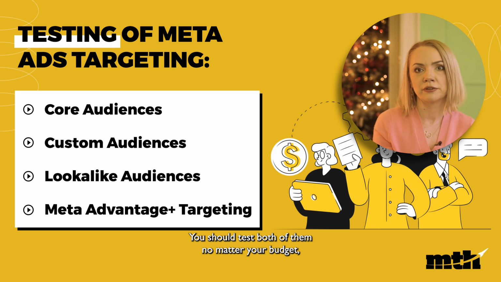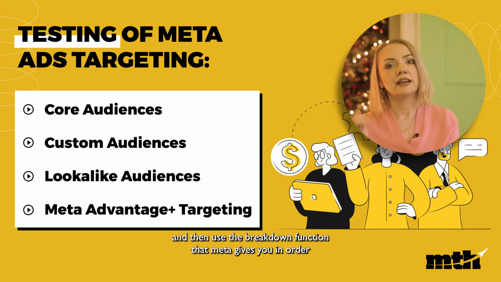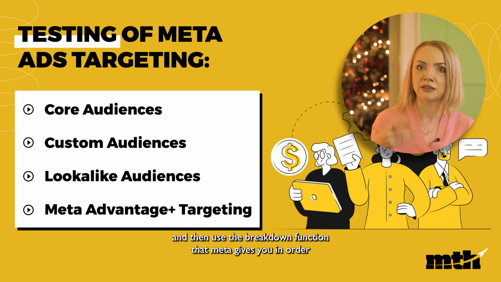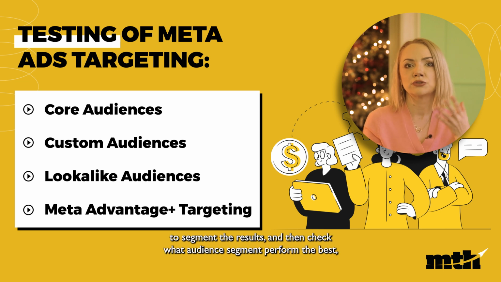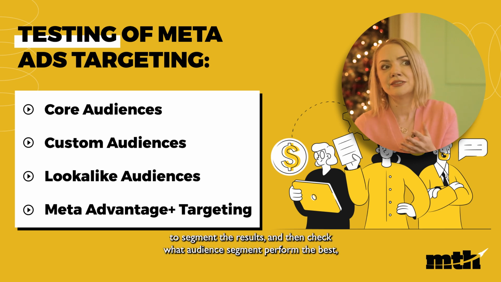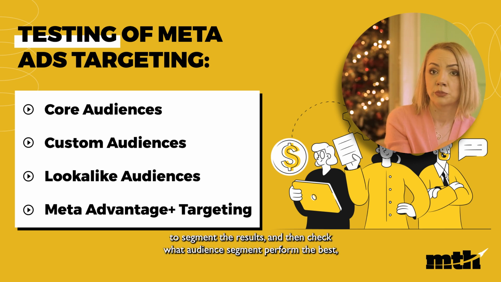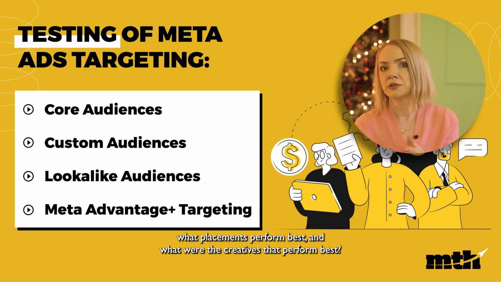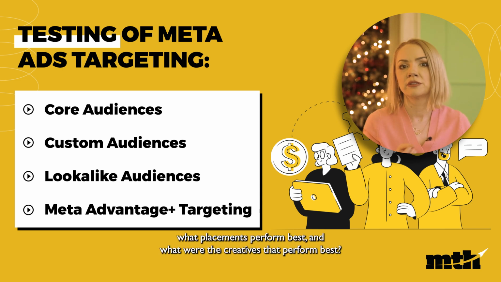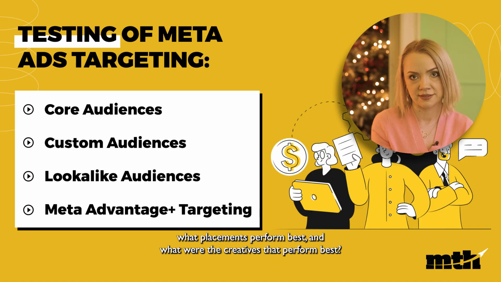You should test both of them no matter your budget, and then use the breakdown function that Meta Ads gives you in order to segment the results, and then check which audience segment performed best, which placements performed best, and which creatives performed best.